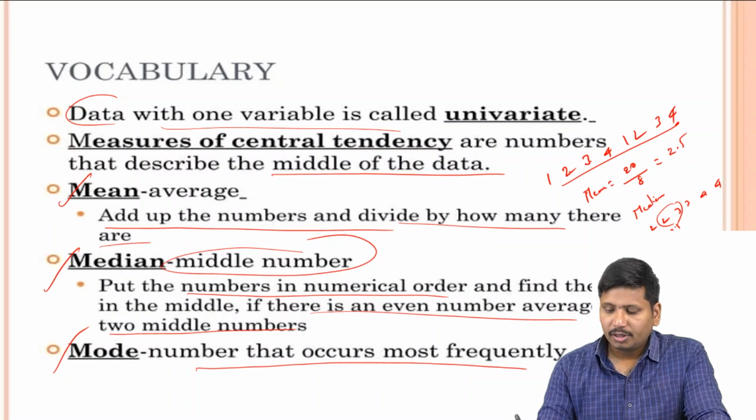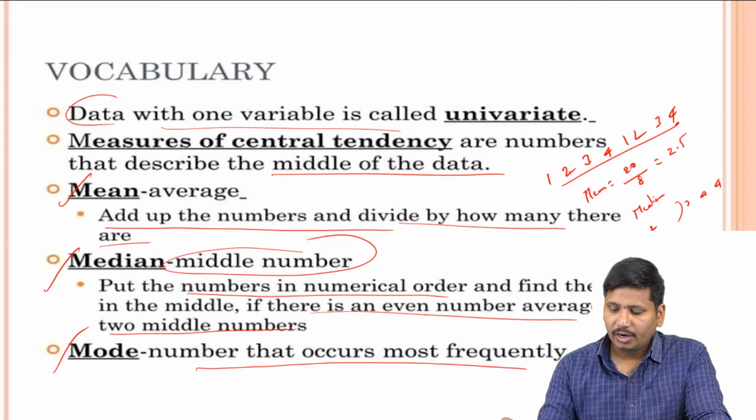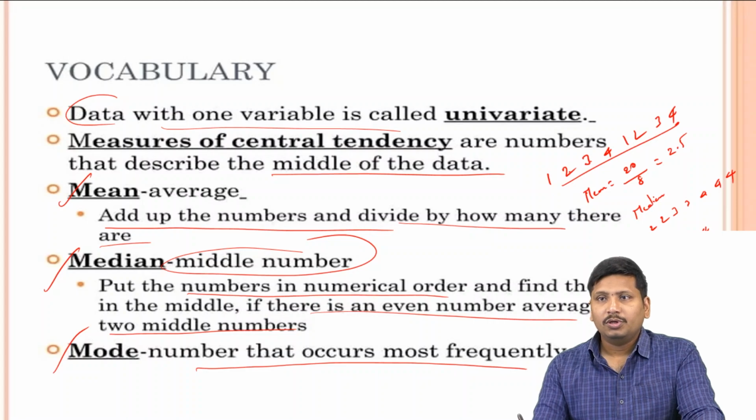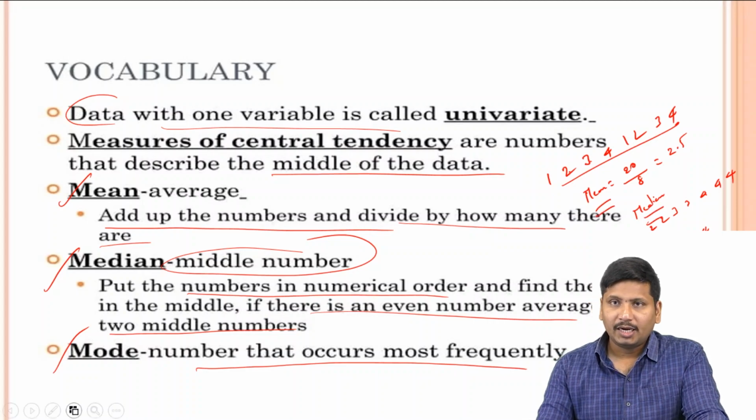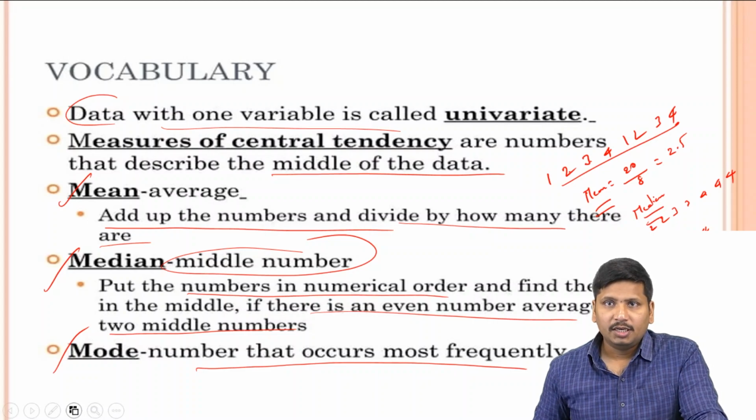Mode is nothing but the number which occurs most frequently. So that should be considered as the mode. And suppose I have another 4, then the mode of this series will be 4. So mode, median, and then mean. Like this, we calculate the various measures of central tendency.